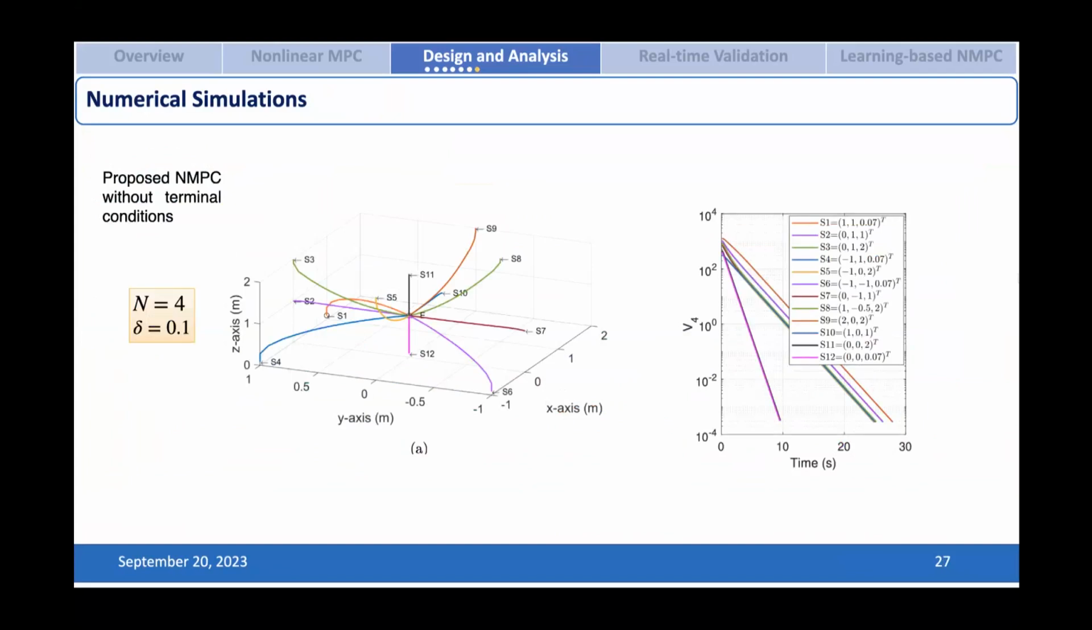Also, to study the objective function, we did some hovering or stabilization problems. They started from different starting points and hover at this end point. As we can see, all the objective function values, or the value function, are monotonically decreasing with time. It means our system is asymptotically stable.